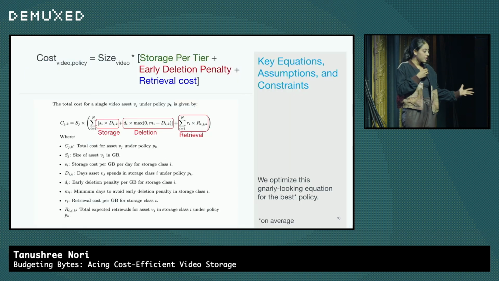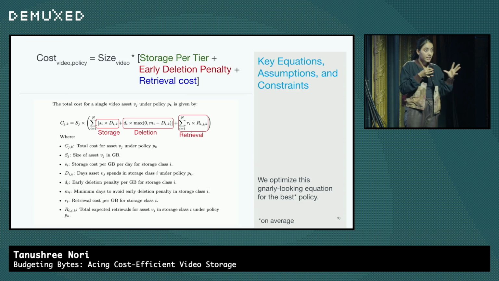How the calculator works: you can maybe, for now, just ignore the gnarly equation at the bottom, and just focus on the top. We modeled the storage cost for all videos, factoring in 3 broad factors. You have the storage costs for each of those tiers. You have the retrieval costs based on video demand. You have deletion penalties if the video is moved or deleted prematurely. And then, of course, the size of the video itself. So all these components constitute what you would define as the cost of storing a single video through different tiers.